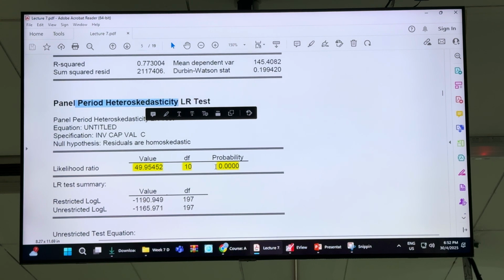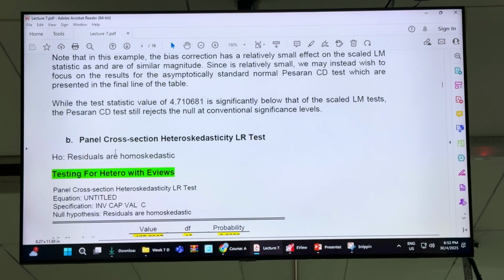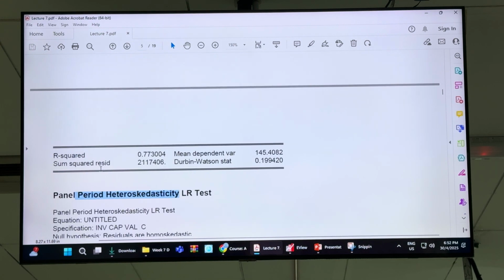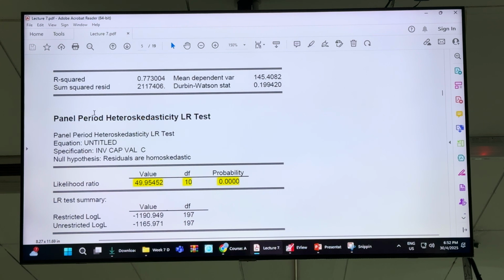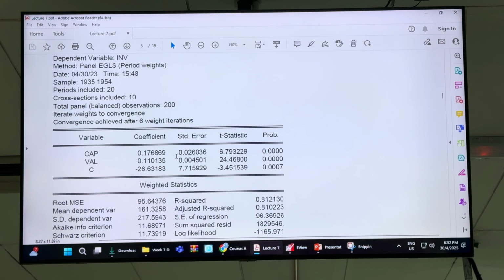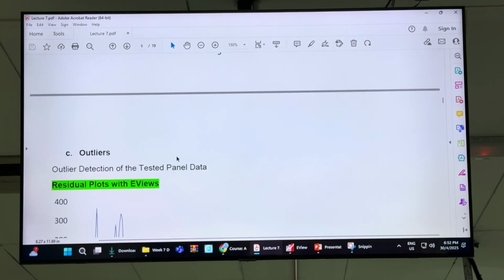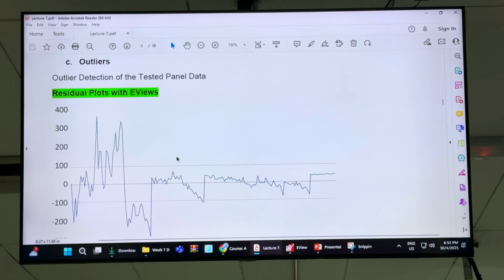We also have a panel period, right? Also similar, there's another test to test for the panel period. Also significant. The result also shows that the variance for the residual is not constant. So okay, that is the heteroscedasticity test.